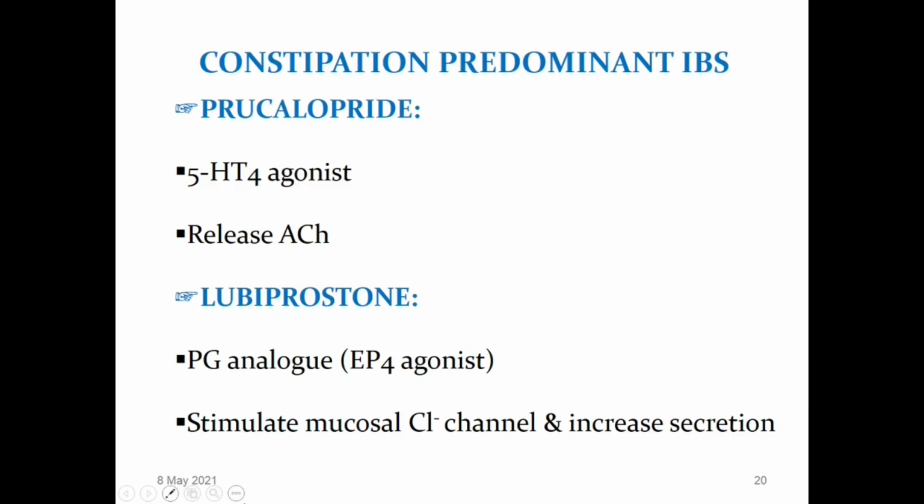So these prokinetic agents stimulate the normal peristaltic movements. So gastric emptying is fast, and simultaneously the propulsion of particles from the small and large intestine is also increased. And this happens by releasing more acetylcholine by stimulating the intestinal 5-HT4 receptors. And lubiprostone is a prostaglandin analog. It also stimulates the mucosal chloride channel, and chloride channel stimulation will result in increased secretion from the mucosa.